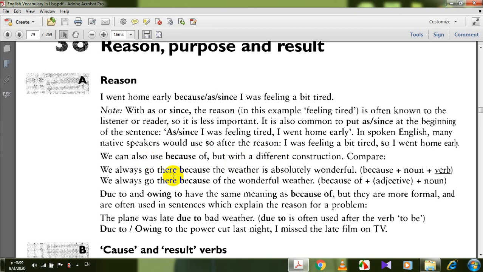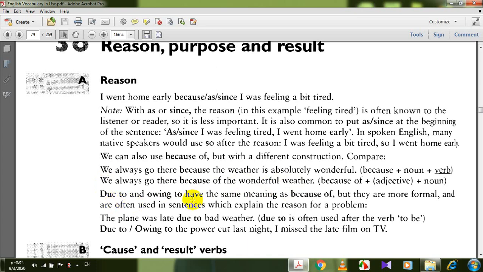We always go there because the weather is absolutely wonderful. Because the weather is the subject, is the verb, and this is the complement. Because noun plus verb. So after because we can use a clause. We always go there because of the wonderful weather. The wonderful weather. So here we have an adjective plus a noun. Okay?